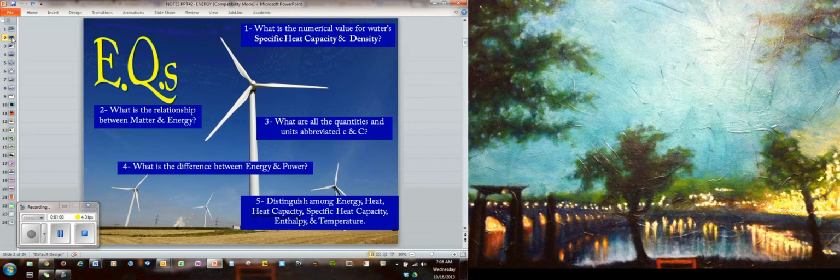Next, I'd like you to understand the difference between energy and power. And the fifth question of the day is to distinguish among many quantities that people often confuse or interchange. You'll notice that I underlined heat capacity because that is missing from your notes. So we want to distinguish among energy, heat capacity, specific heat capacity, enthalpy, and temperature.